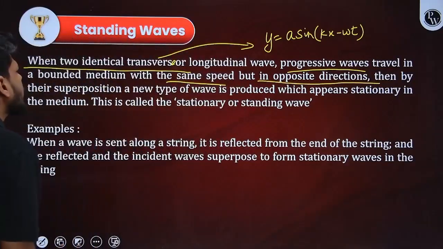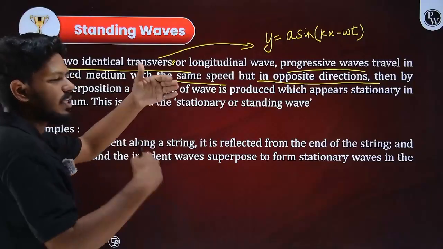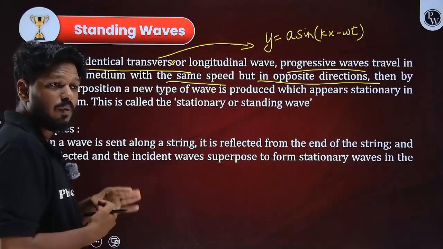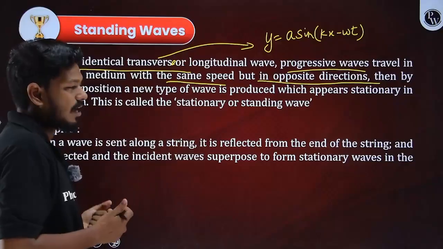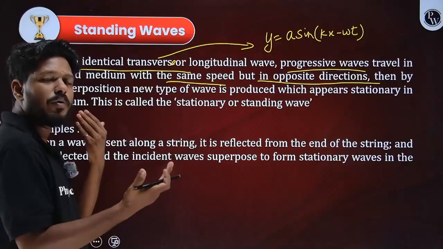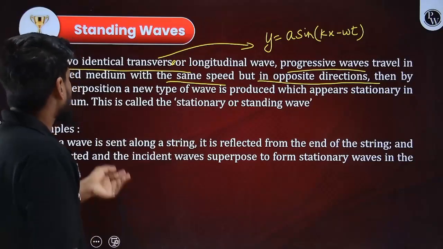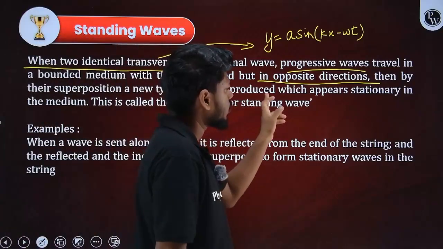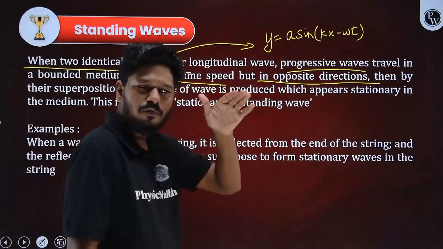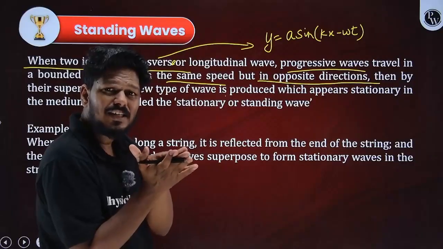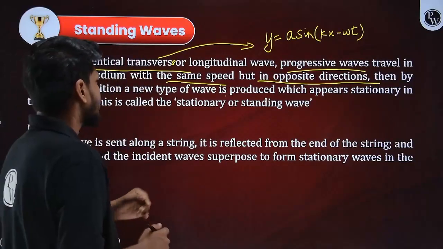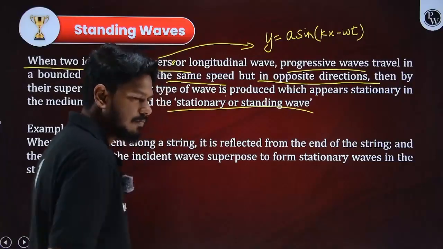By superposition, if two same waves are meeting but in opposite directions, one going forward and another coming backward, when these two waves superimpose, a new type of wave is produced which appears stationary. So when these two waves meet, we get something called a stationary wave, or standing wave.